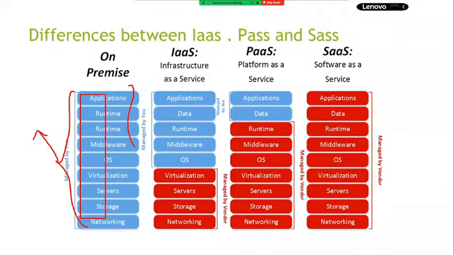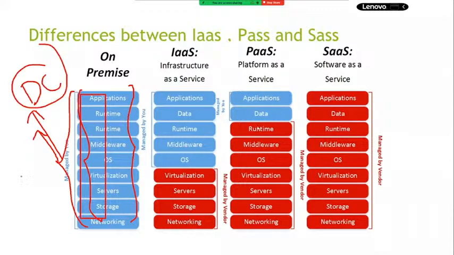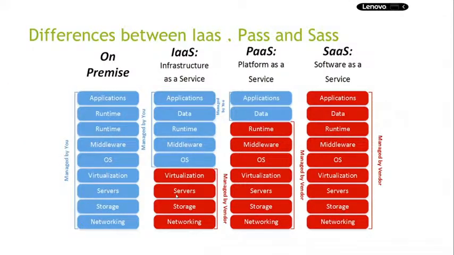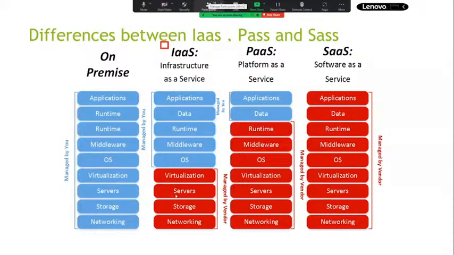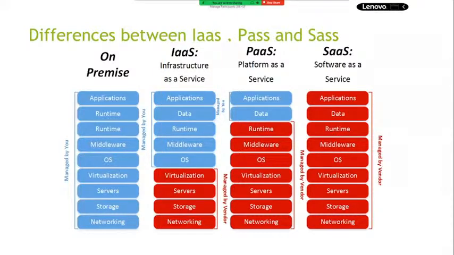To maintain all these, we required our own data center. That is on-premises. Next, in the cloud, if you go for infrastructure as a service, carefully observe: the things highlighted with red color will be taken care of by the vendor.